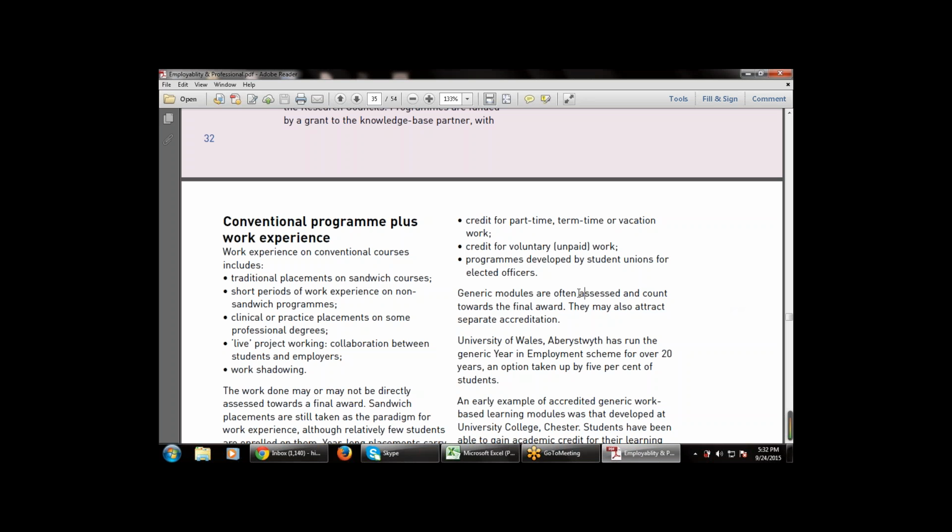And the generic modules are often assessed and counted towards the final award. So whatever the generic module is used with, the assessed part is counted towards the final award. And they may also attract separate accreditation.